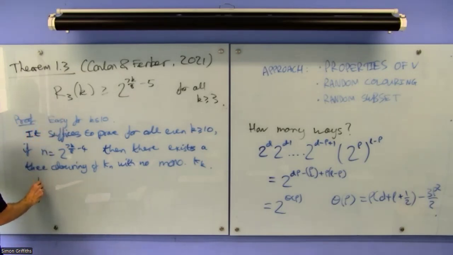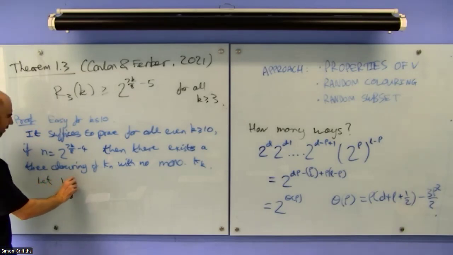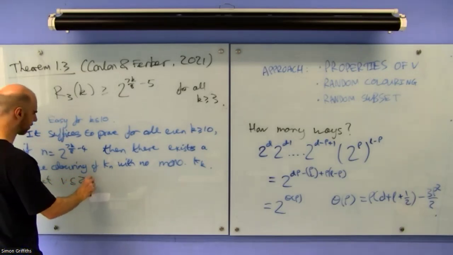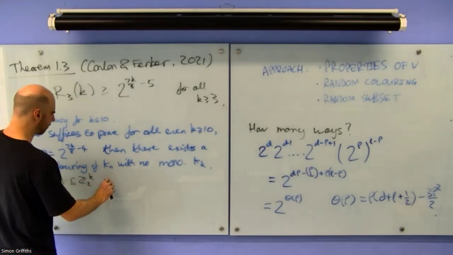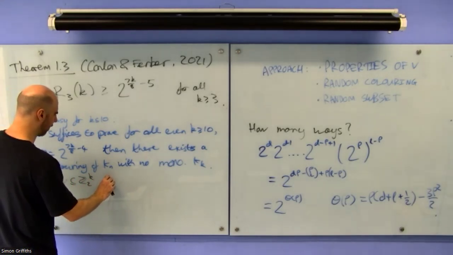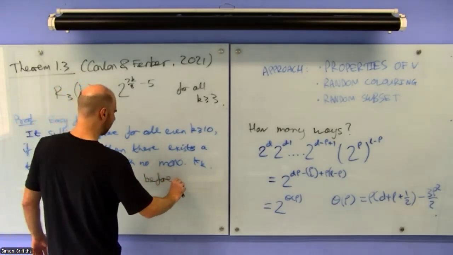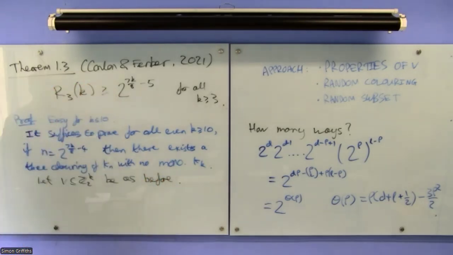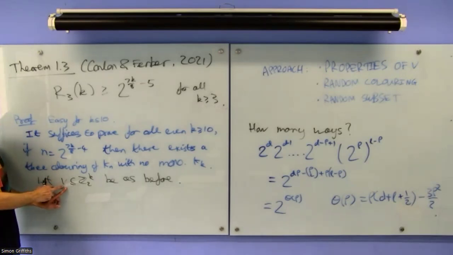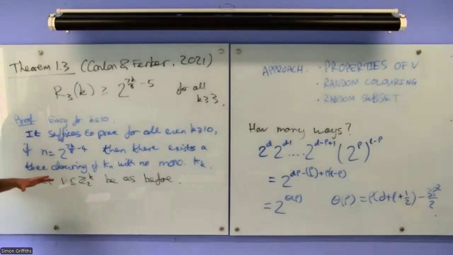So let V contained in Z2 to the K be, we'll say V as before, the set of even vectors, isotropic vectors. And we're going to colour all of the pairs in V. Now, V will not be our final vertex set, because at the end it will be useful to zoom into a subset.